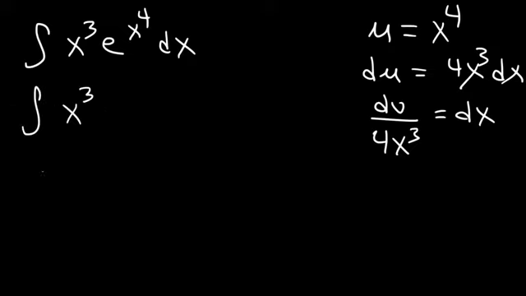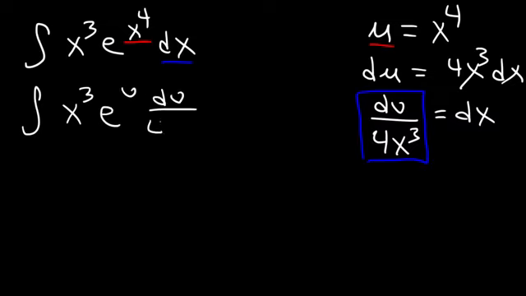Now let's replace x to the fourth with u, and let's replace dx with du over 4x cubed. So this is going to be e raised to the u times du over 4x cubed. So x cubed will cancel, which is good, and the 4 we can move it to the front. Now because it's in the bottom of the fraction, it's 1 over 4.